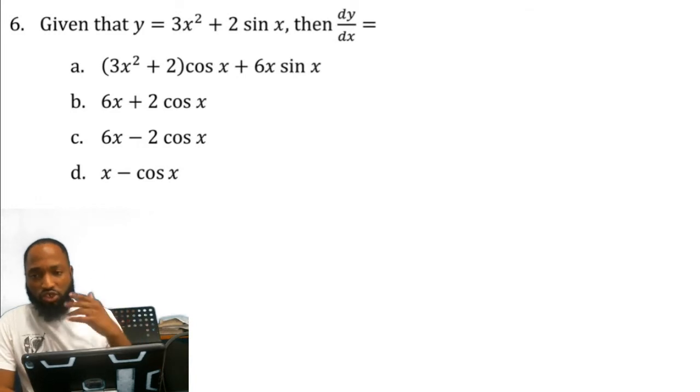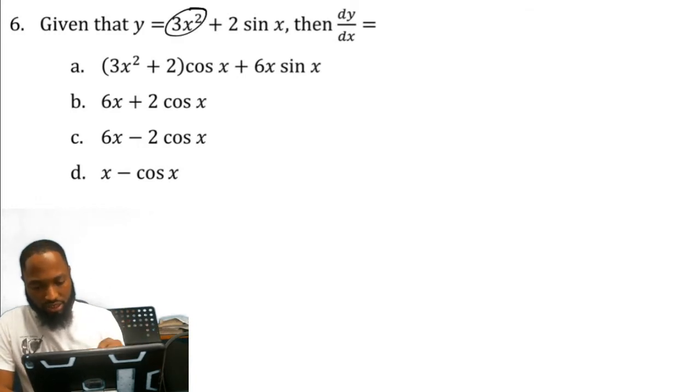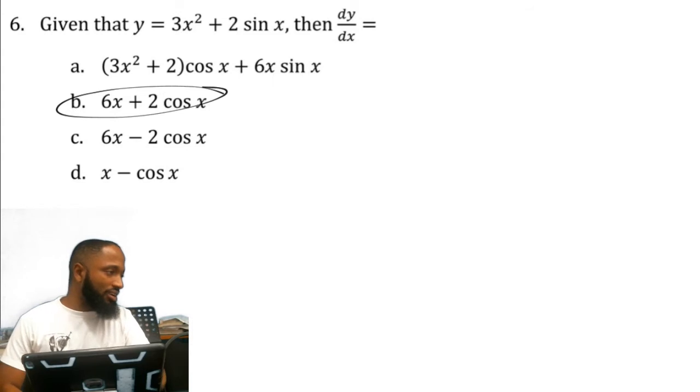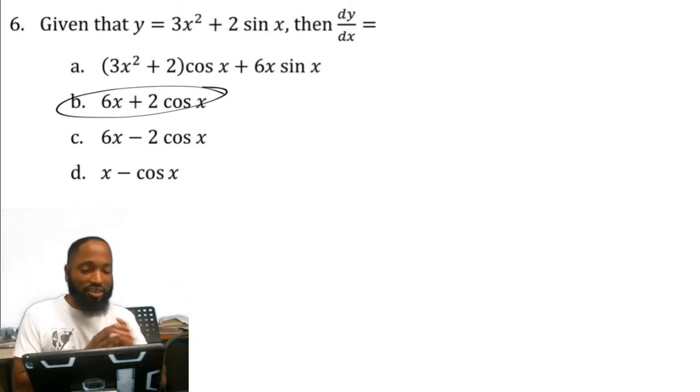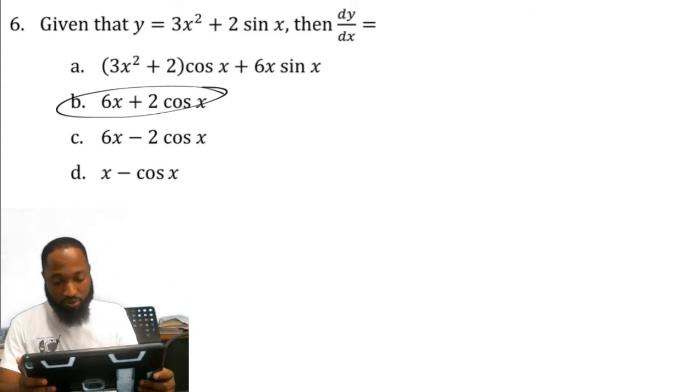Alright, so this one is just straight up differentiation. So 6x, right? And the differential of sine is cos, no switching the signs, so 6 is B. Right, so we get a real answer to that one. 6 is B.